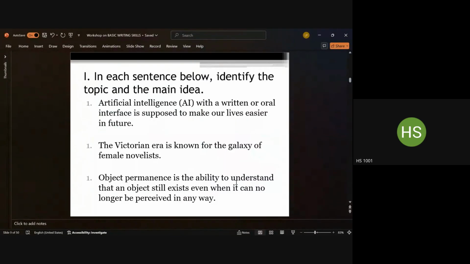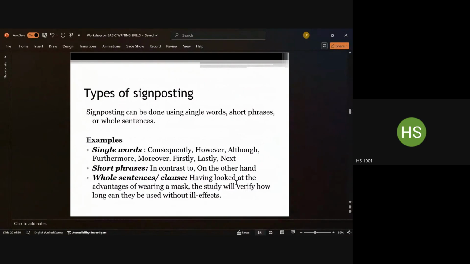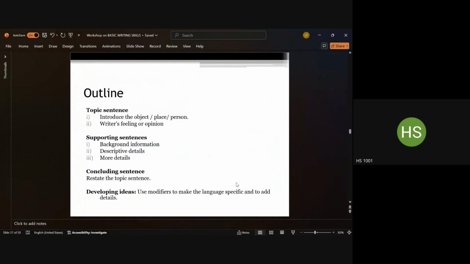But if it is of course a longer essay, then you don't have to have a concluding sentence after every paragraph, right? This thing I think we discussed yesterday. And for the development of ideas within each of these, particularly within the supporting sentences part, what are you going to use for the language support? For word choice, you're going to use a lot of modifiers, right? Namely, adjectives and adverbs. Okay.